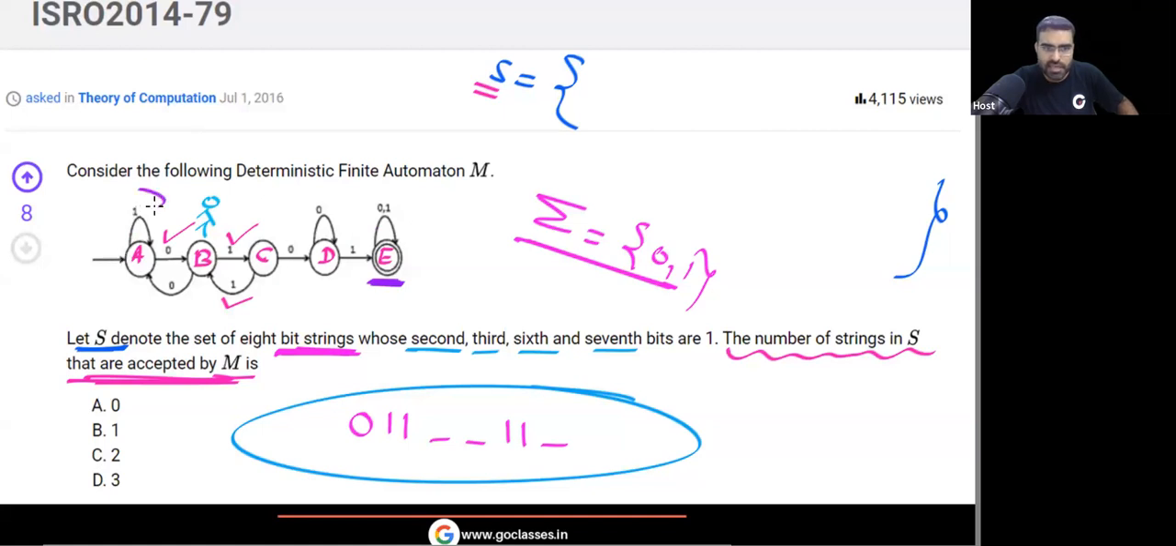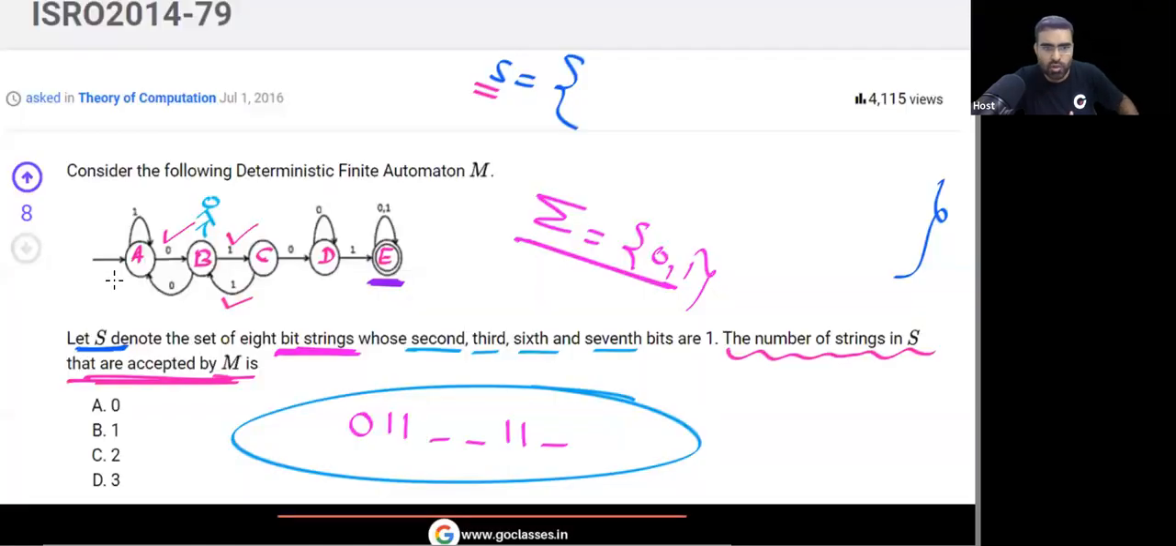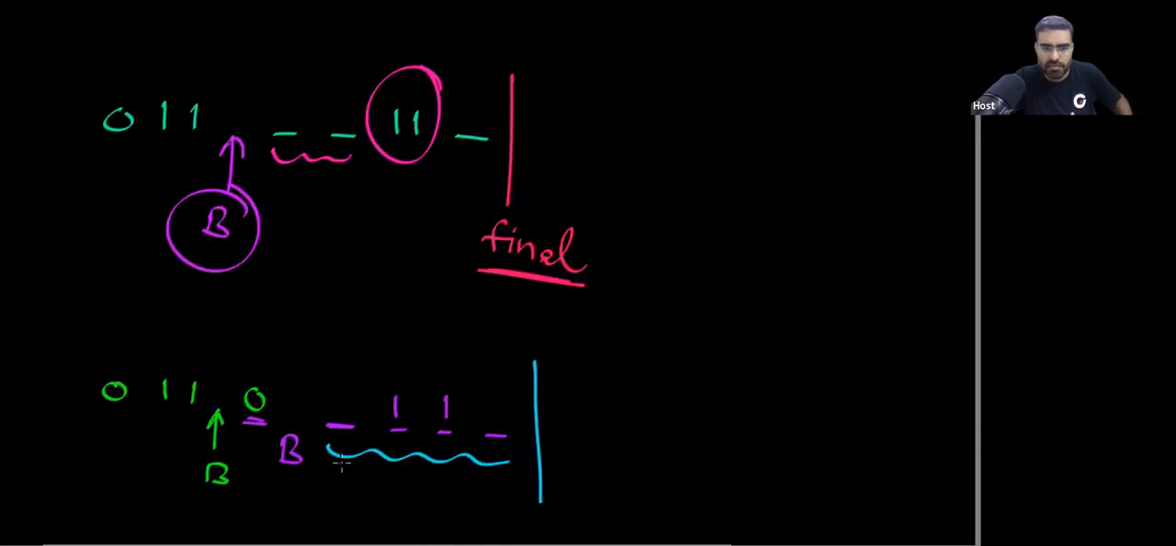In this state A, if I read this one, I can never go to the final state, because remember one thing, after this symbol, only three places are there, and this would be 1, 1. Basically, now you have only four choices to go to the final state, but you are in this state now. Once you read this 0, then you are in the state A.